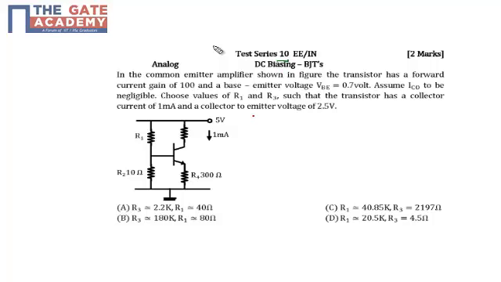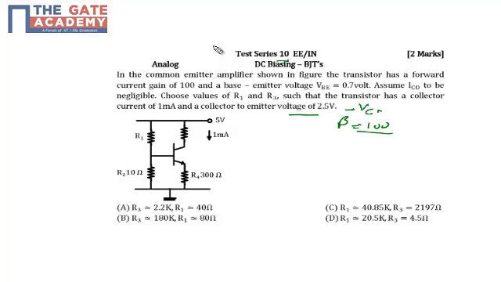In this problem we have one common emitter circuit with potential divider bias or self bias, and the question says that the current gain of the circuit, beta, is 100. VBE, the base to emitter voltage, is 0.7 volt, and we need to neglect the collector reverse saturation current ICO. Find out the value of R1 and R3 if the collector to emitter voltage VCE is 2.5 volt.